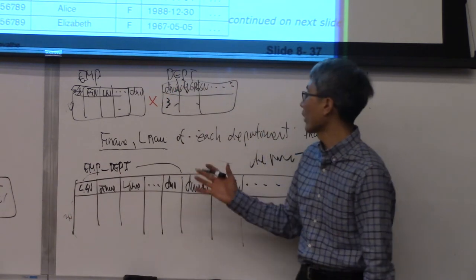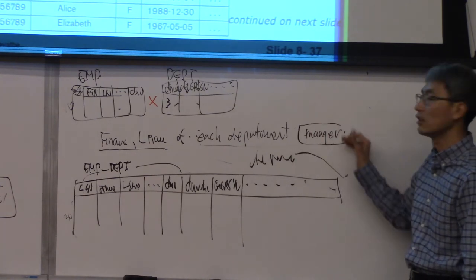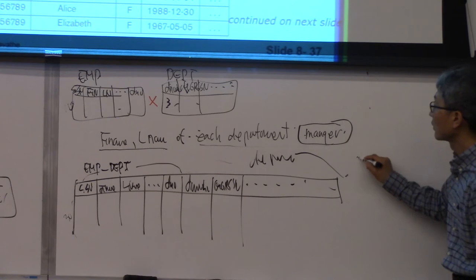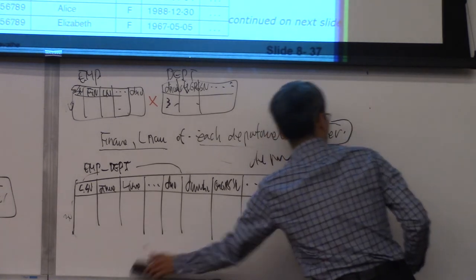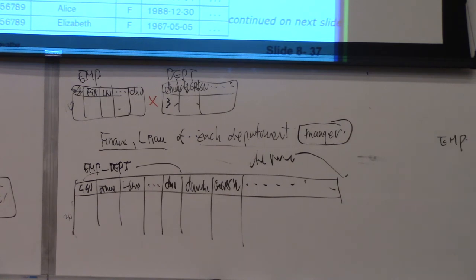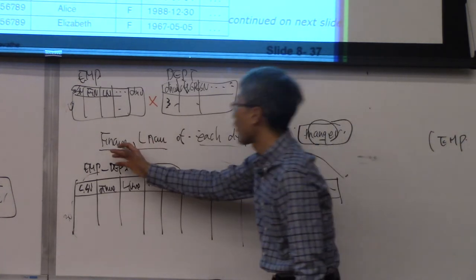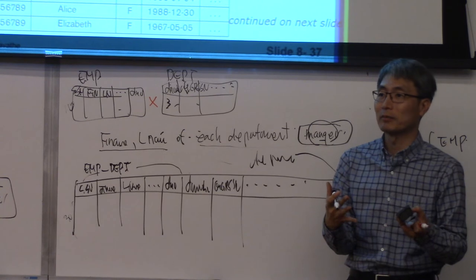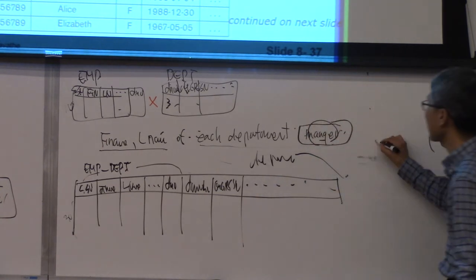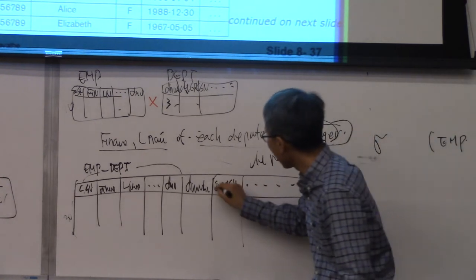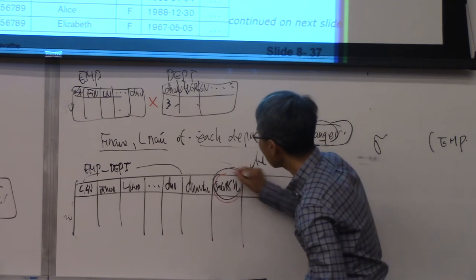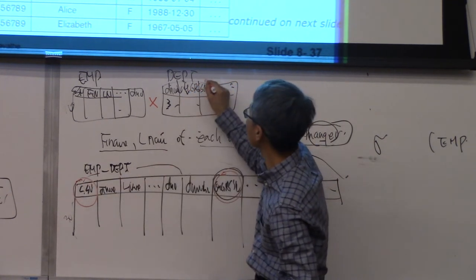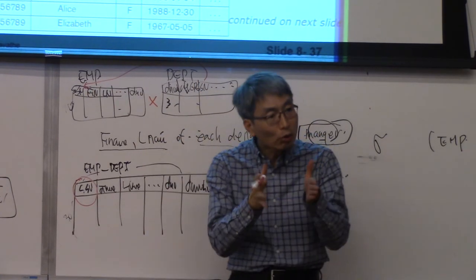We don't need all of them. What we need is only the manager. So this is the result of the employee Cartesian product department. Then, what we need is only the manager's first name and last name. How can you restrict it? Condition. We can give the condition. Where this manager social security number is the same as what? SSN. You remember this one is the foreign key. That's the clue to find it.